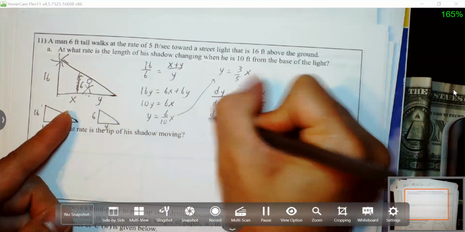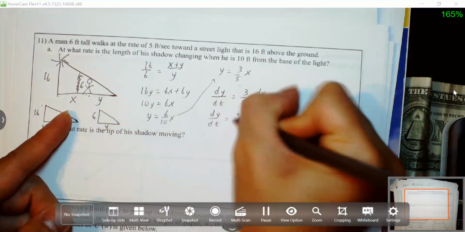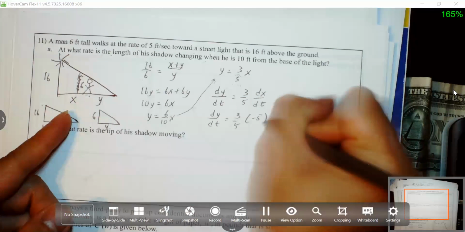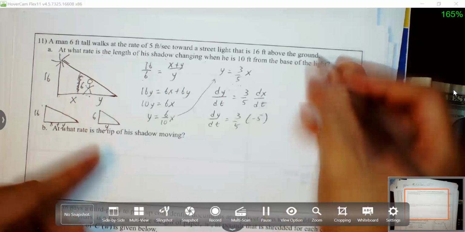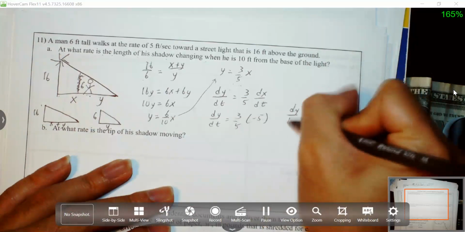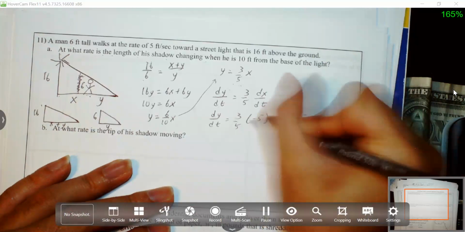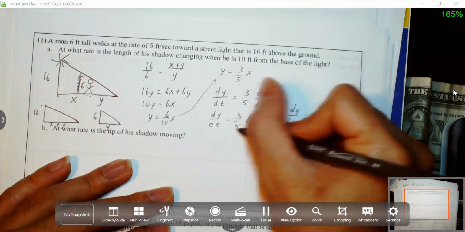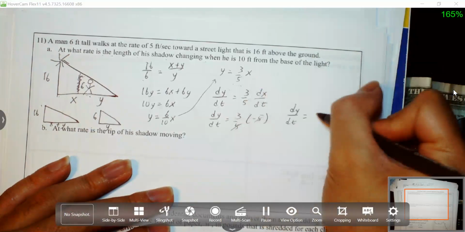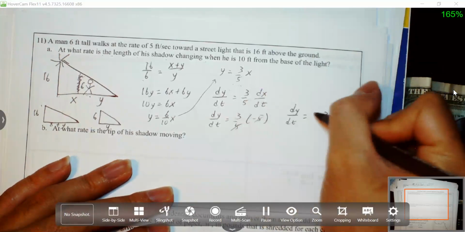So dy/dt is equal to 3/5 times -5. And so that means dy/dt, I just cross these out, is equal to -3 feet per second.